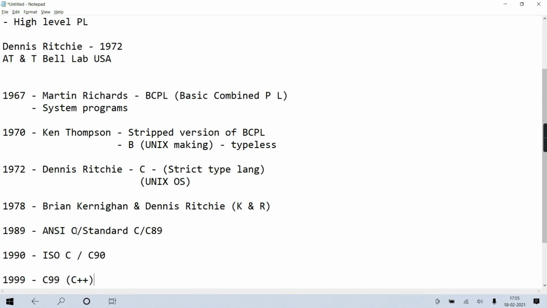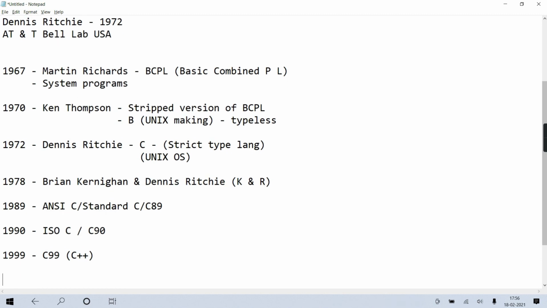Many more additional features are added here. Clear? If time permits, I'll tell you about that too, what features are incorporated here. After that, many more versions have come, like C11 and C17. C11 means 2011, then C17 in 2017. So many are there, but at least till C99 you should remember.